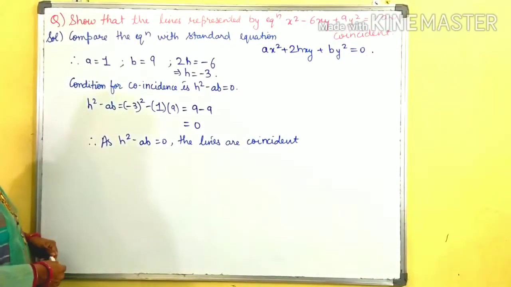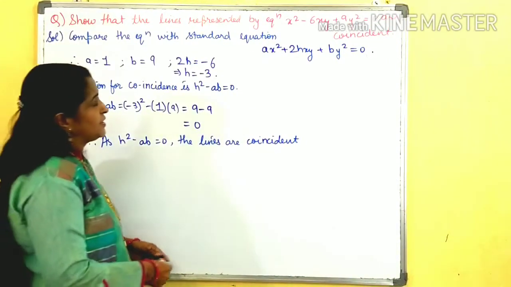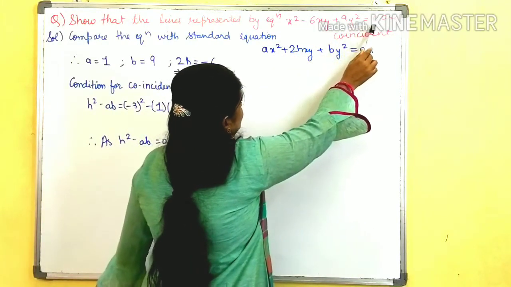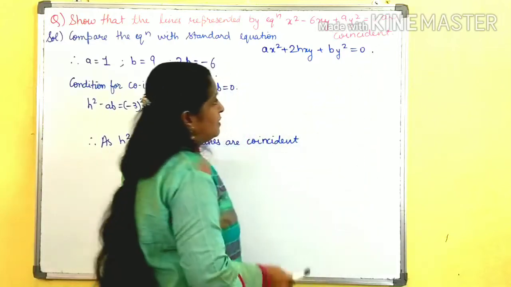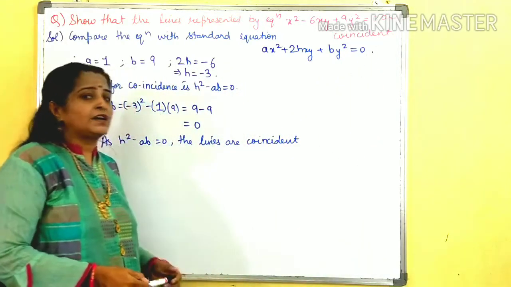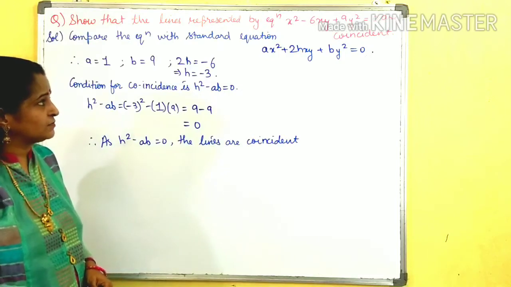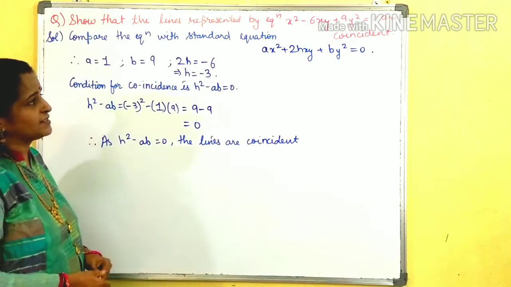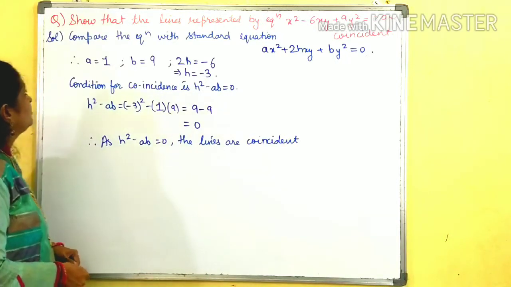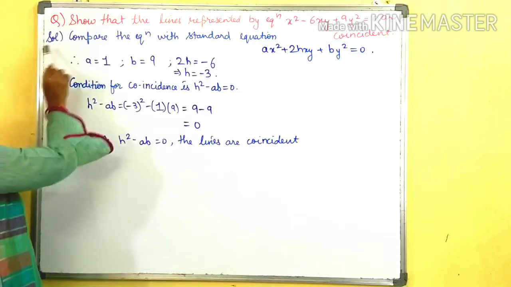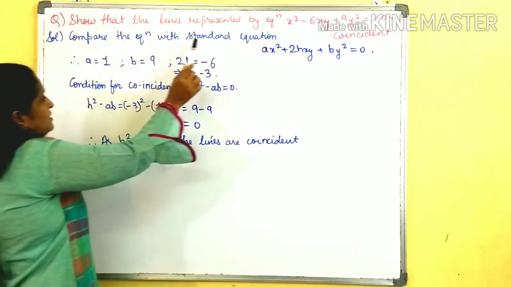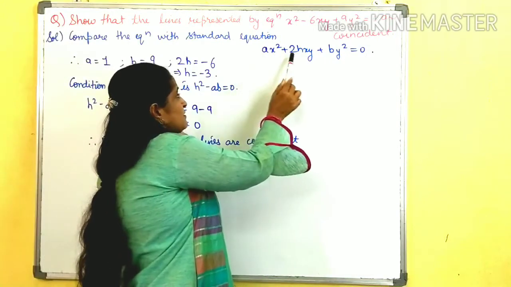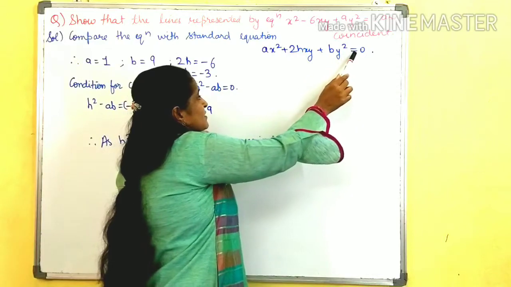Next example is show that the line represented by equation x square minus 6xy plus 9y square is equal to 0 are coincident. Now here you have to use the condition for coincident lines. What is your condition for coincident line? h square minus ab is equal to 0. For solution, compare the equation with standard equation of line. What is your standard equation? ax square plus twice hxy plus by square is equal to 0.